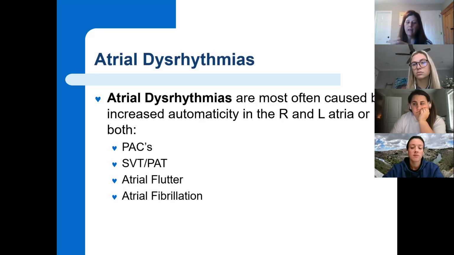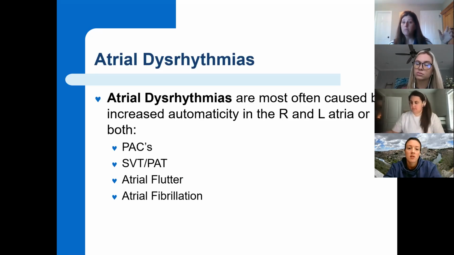because, again, the atrial dysrhythmias, it's something wrong with the atria, right? So we're going to probably see something wonky with our P waves. And when we start talking about ventricular dysrhythmias later this afternoon, we're going to see something wonky with our QRSs, right? Because the ventricles are represented by the QRS.